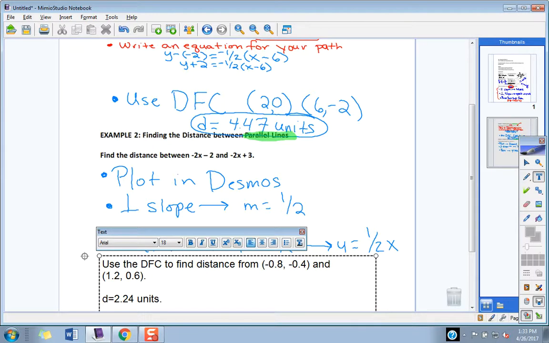Guys, kind of your order of progression through this. First thing you want to do for any type of problem like this, plot them. Then find your perpendicular slope. Know if you're going from a point to a line or if you're just looking at parallel lines, to know if you're using point slope form up here or just this y equals mx down here. Once you got everything graphed, determine your points. Use those points to find your distance between them.